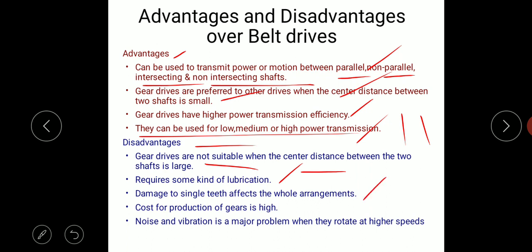The third disadvantage is damage to a single tooth affects the whole arrangement. Here, due to the heavy load on the gear drives, there may be a failure of one tooth. If there is a failure of one tooth, then it is going to affect the working of the whole mechanism of the gear drive. So that is one of the disadvantages of the gear drive.